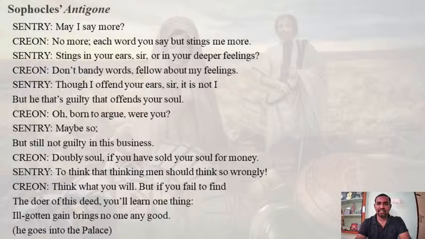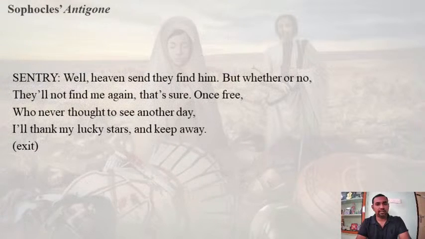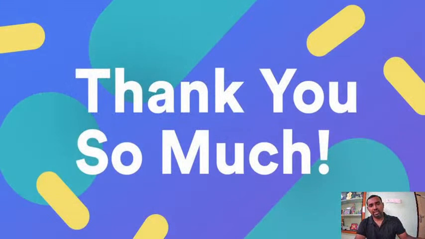And Creon, after saying this, goes into the palace. Sentry, well, heaven send they find him, but whether or no, they will not find me again. That is sure. So whether or not the king, Creon, finds the perpetrator, they will not find me again. I'm going to run away. Once free, who never thought to see another day, I will thank my lucky stars and keep away. So he says, I did not think that I would escape my death. I did not think that I would get another day to live. So now that I am free, I'll just go away from this place. And he exits. So this is where we will stop for the day.